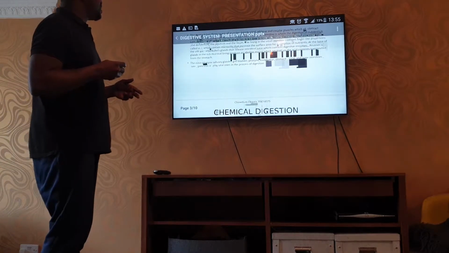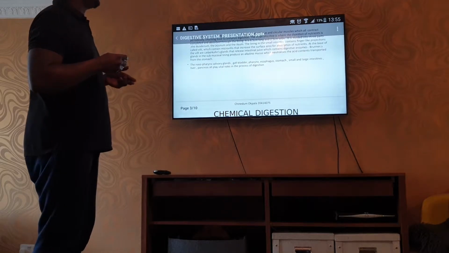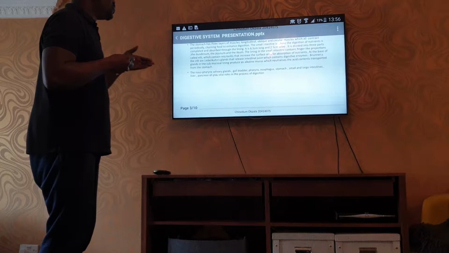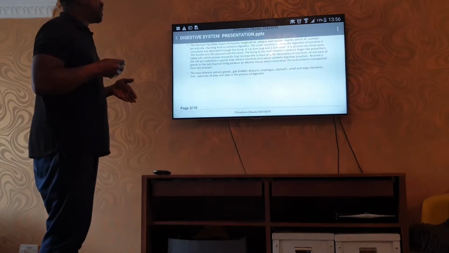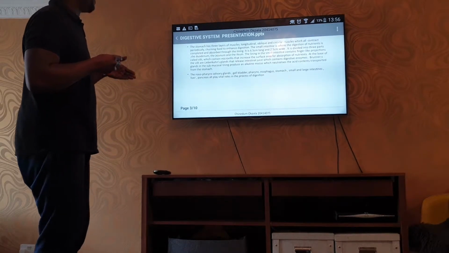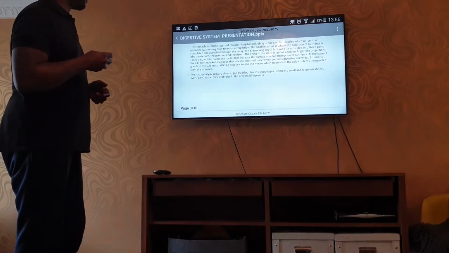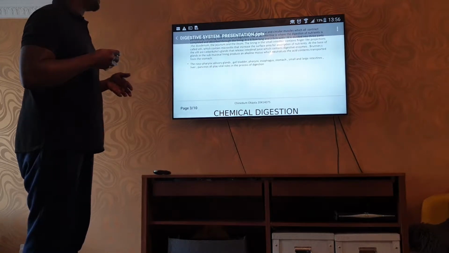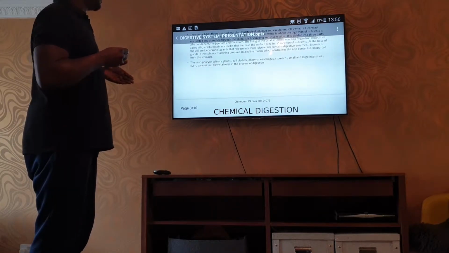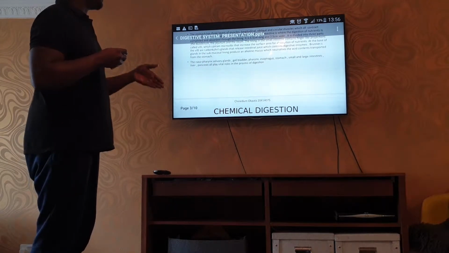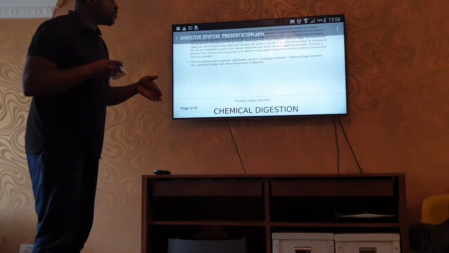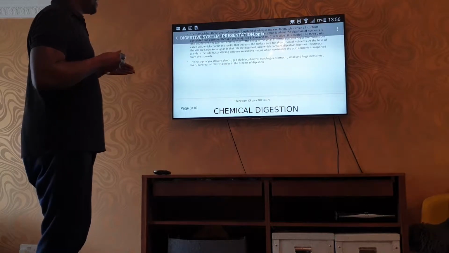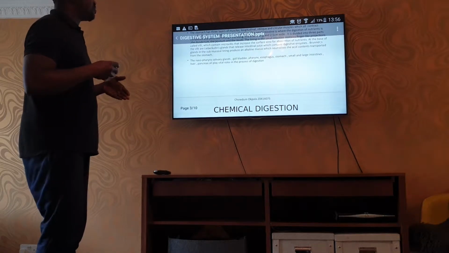Brunner's glands in the submucosal lining produce an alkaline mucus, which neutralizes the acid content transported from the stomach. The salivary glands, gallbladder, pharynx, esophagus, stomach, small and large intestines, liver, and pancreas all play vital roles in the process of digestion.